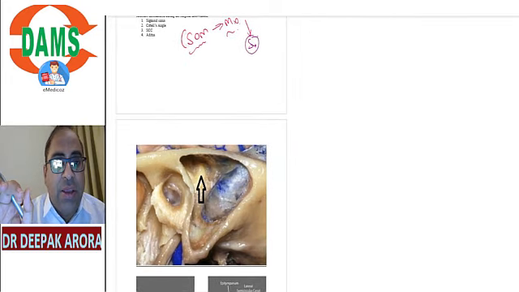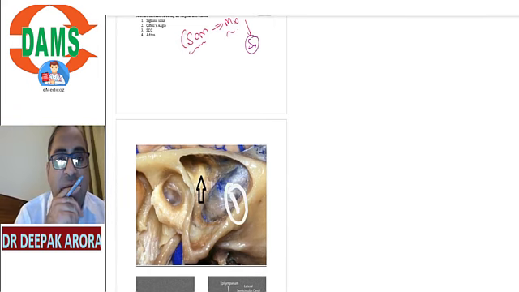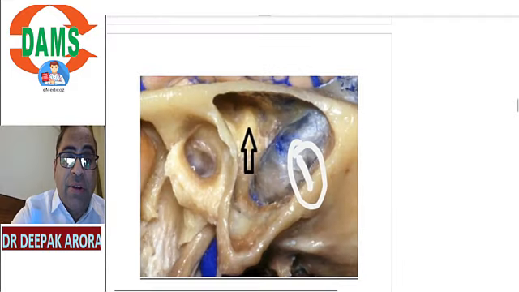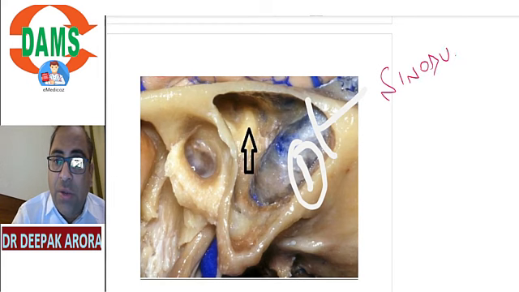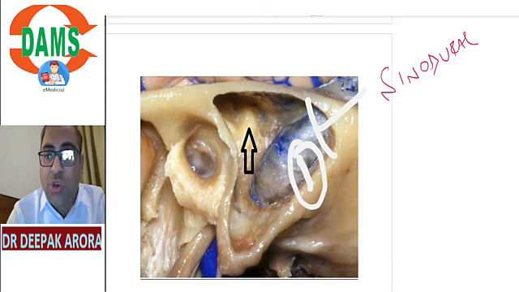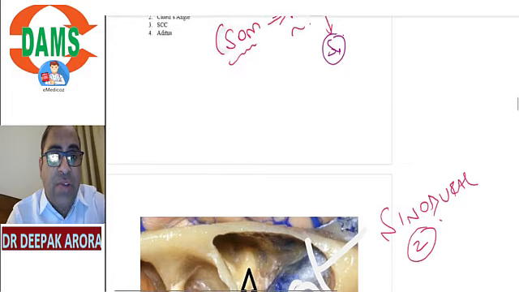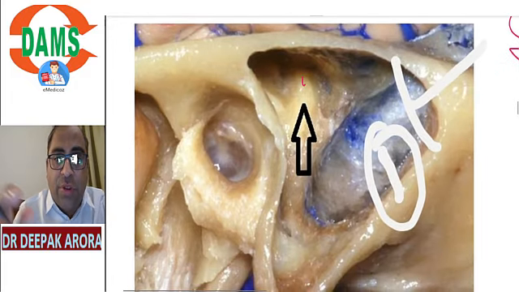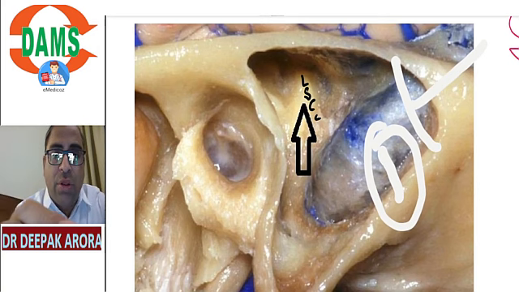Where is my sigmoid sinus? Number one, this is my sigmoid sinus. Number 2, Sethi angle. What is Sethi angle? Sethi angle is your sinodural angle. Every student sitting with me should reply Sethi angle. Number 2 is this area. Number 3 is your semicircular canal. This area which I am showing you is your lateral semicircular canal. And number 4 is your aretus. This is my aretus.